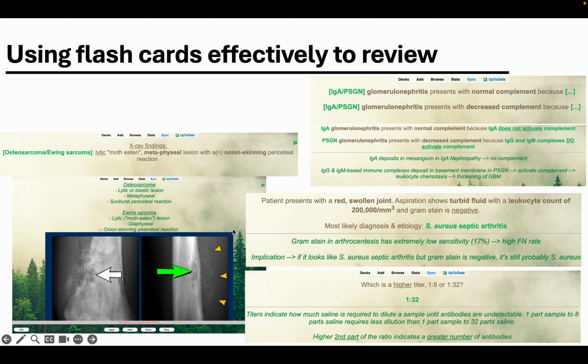And then finally, over on the left side here, this is the front and the back of a card. This is, again, differentiating between two similar disorders, but in this case, I used imaging findings.